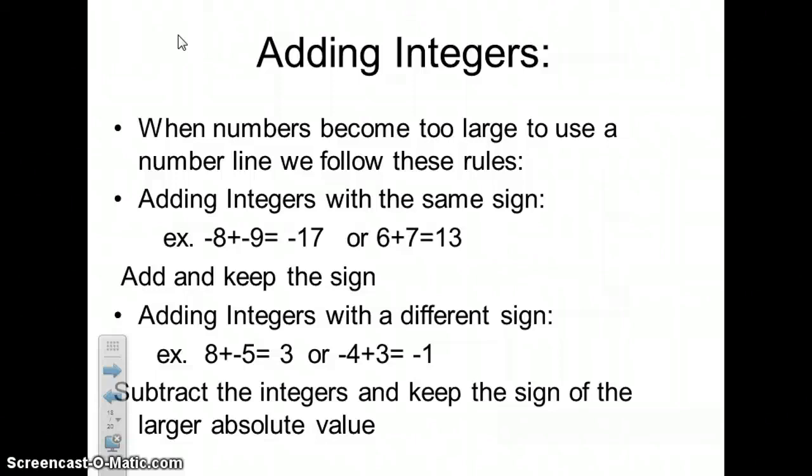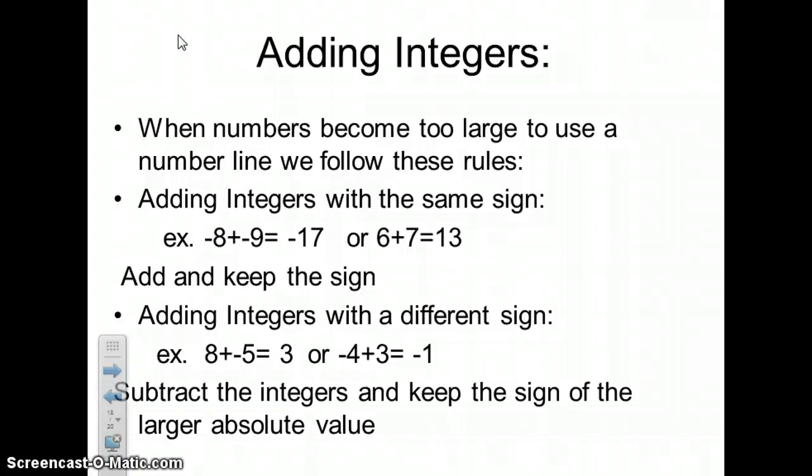So the first rule is adding integers with the same sign. My example here is -8 plus -9, and that gives you -17. If I was to have a real world example, if you lost 8 points in the card game and you lost another 9 points in the card game, you've lost a total of 17 points. You are continuing to move in the negative direction, and so you end up with a greater negative. It's just like spending money. If you spend $8 and you spend $9, you have spent $17 altogether.